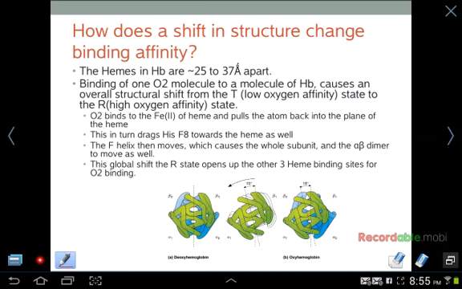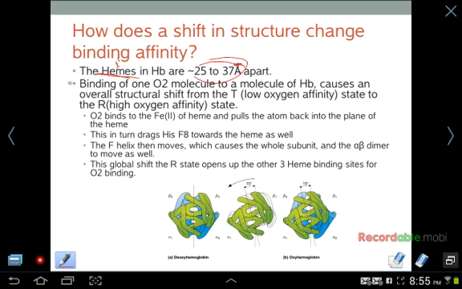So how does a shift in the structure change the binding affinity? Remember, the hemes in hemoglobin are 25 to 37 angstroms apart. So how can the binding of one oxygen in one of the hemes affect another part of the molecule over 25 to 37 angstroms away?